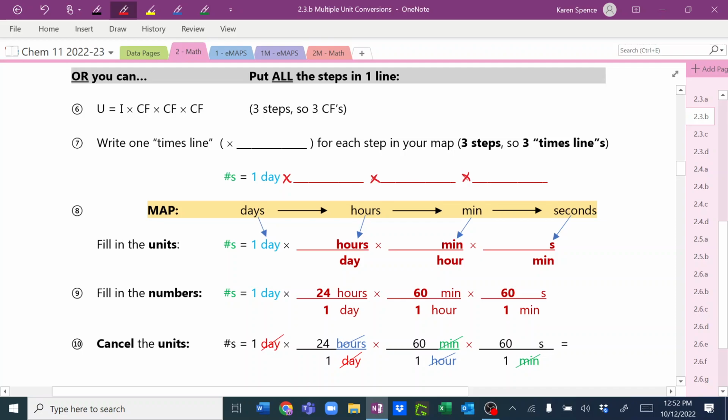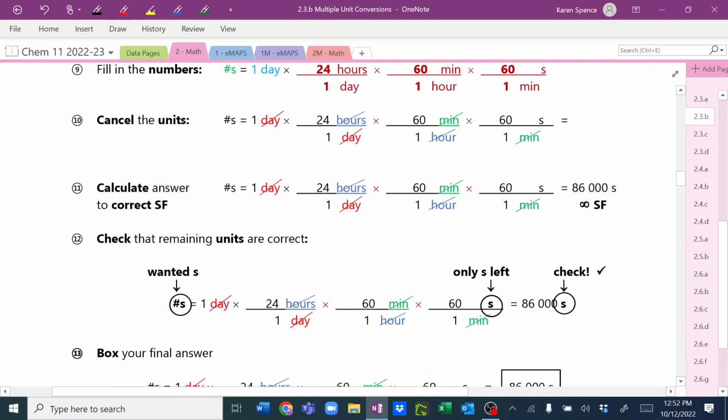Why bother with it? Students who do this, at least to start with, tend to make fewer mistakes than people who don't. Okay? Because sometimes if people don't do step 7, where you just write out times line, times line, times line, they won't put in the right number of conversions, and I don't know. Anyway.